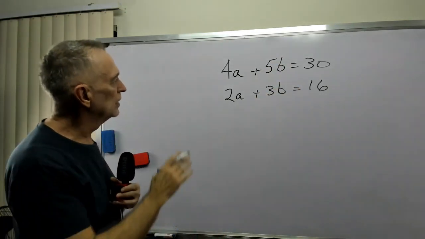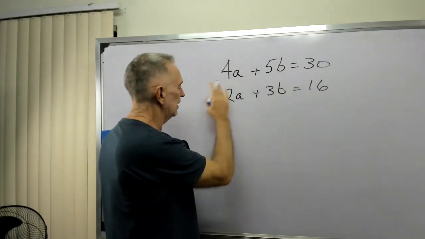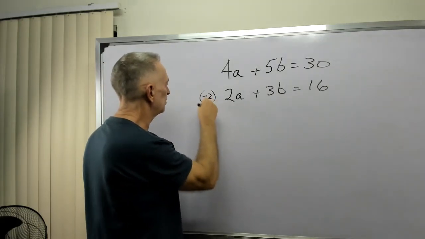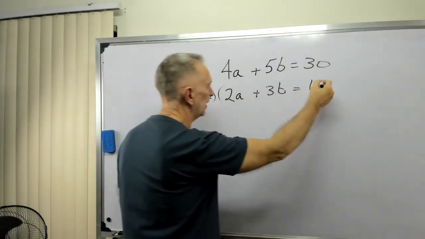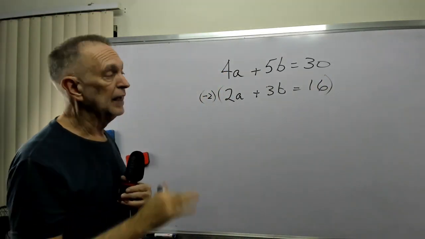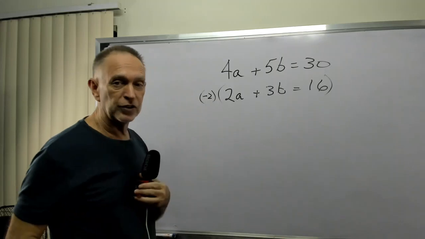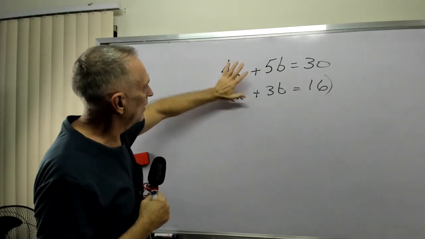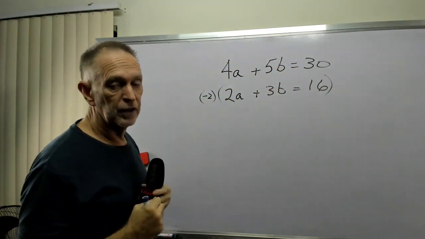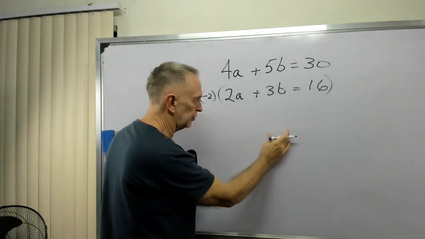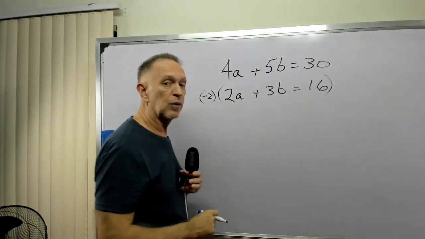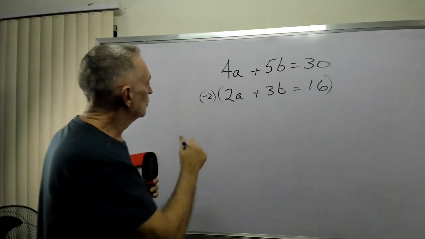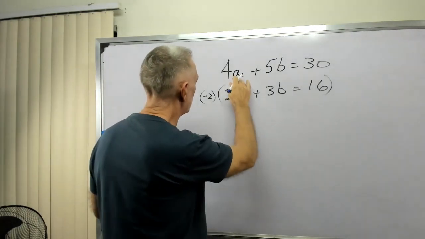Now the goal is to multiply, and in my case I'm going to take this row and multiply it by a -2. I'm going to multiply everything in it by -2, and then add the two equations together with the goal of eliminating either the A or the B, so that I end up with a new equation that only has one variable. I'll solve for that variable and then plug it back in. That's our goal.